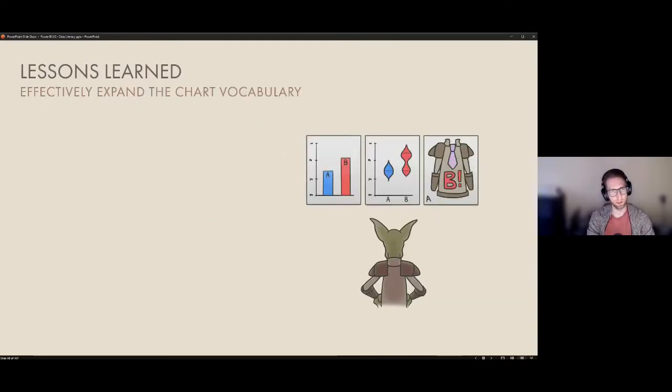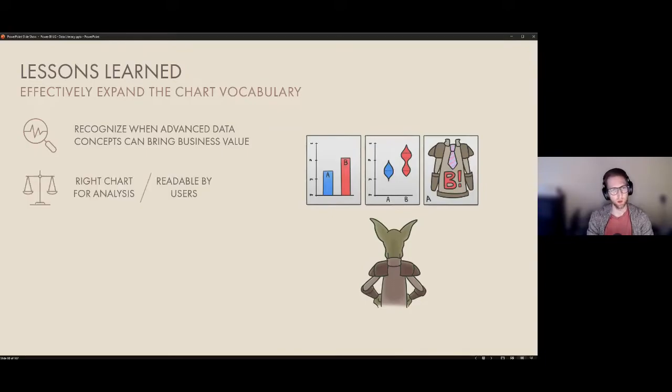So what can we learn from this? Well, of course, we need to recognize that advanced data concepts can bring business value, but we're not going to throw them onto an executive summary, for example. A violin plot isn't something that we would put on every single report or dashboard. But for an analysis like this, where the distribution of the data has a consequence, it is very valuable. We need to try to find the right chart for the analysis and balance that with the right chart for our users. And we need to be mindful of how and when to introduce a new chart type.